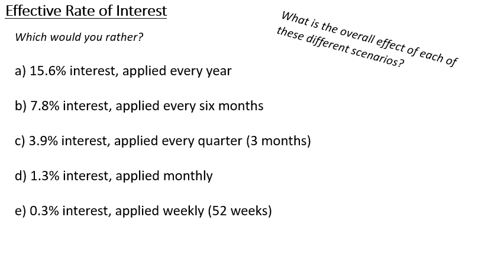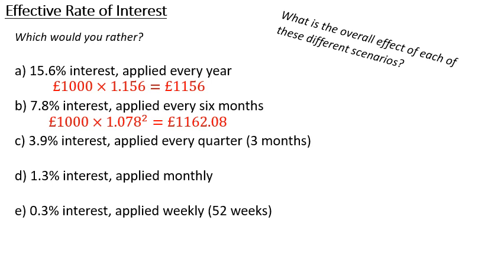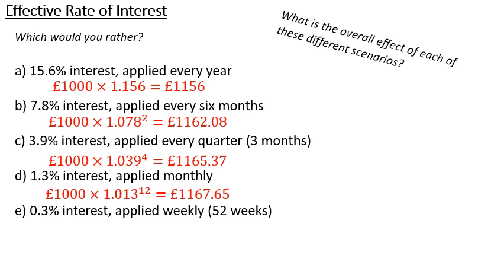The first one, over the course of a year, will be to increase the amount of money you have by 15.6%. If you invest £1,000, you end up with £1,156. So we can see that for the first one. We can also do a similar thing for the second one. But if it's a 7.8% increase twice, we multiply by 1.078 squared. And you find that we do slightly better, about £6 better. If we go to option C, we do a little better again. Option D is even better, and if you apply your interest weekly, you do even better still.